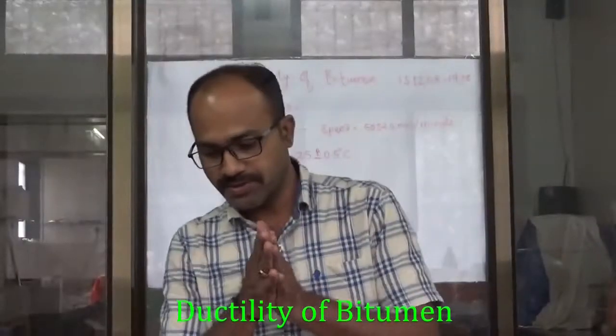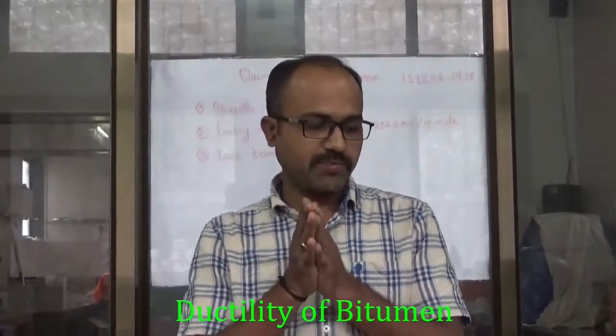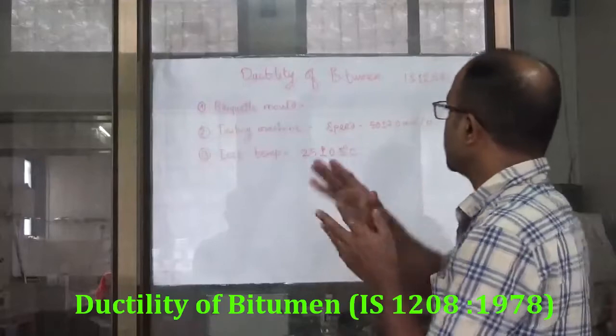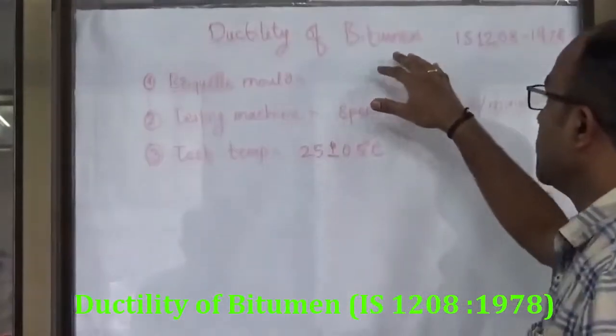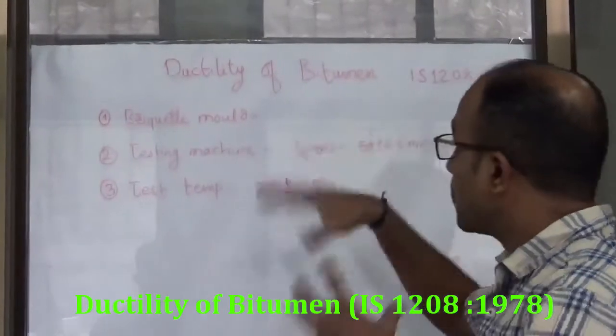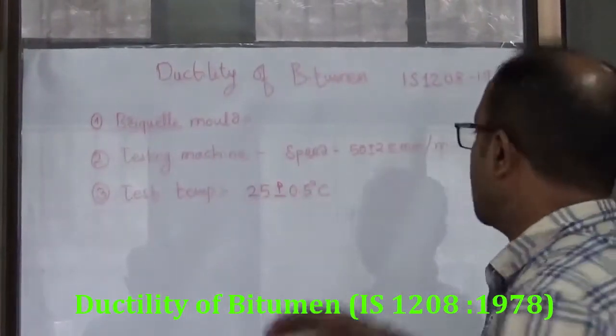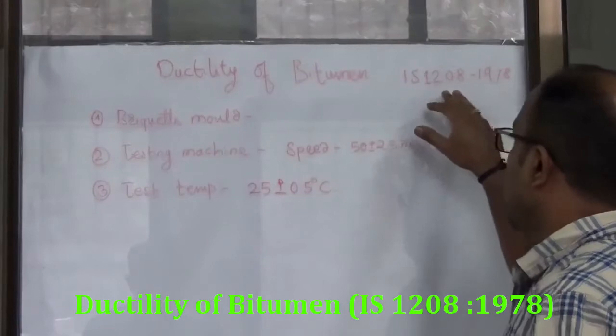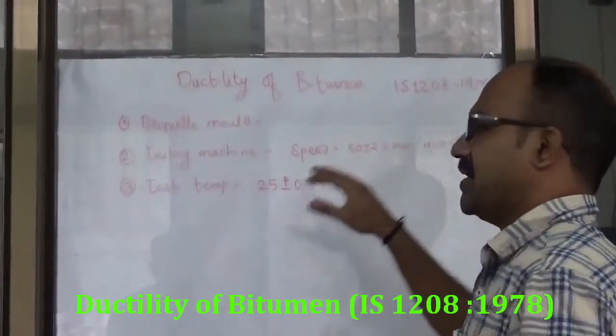Hello and welcome, student. Today we are going to perform our practical on the ductility of bitumen. For determining the ductility of bitumen, you can refer to the code IS 1208 1978.